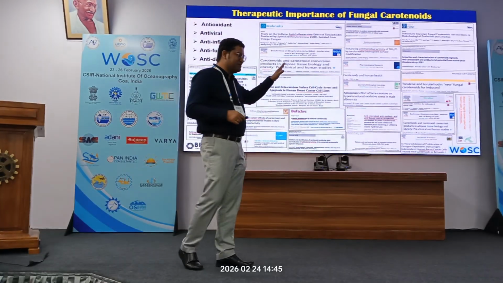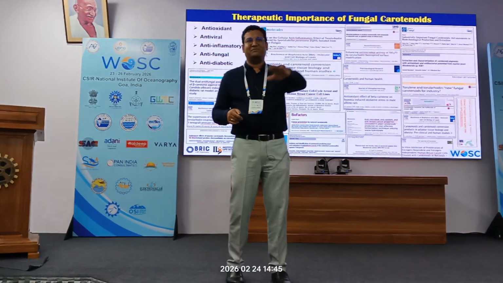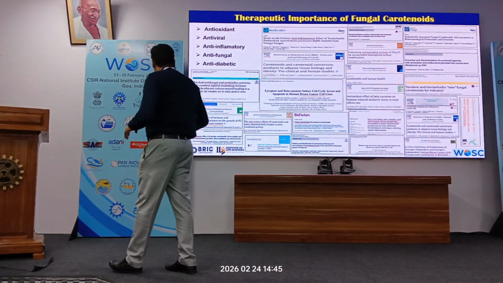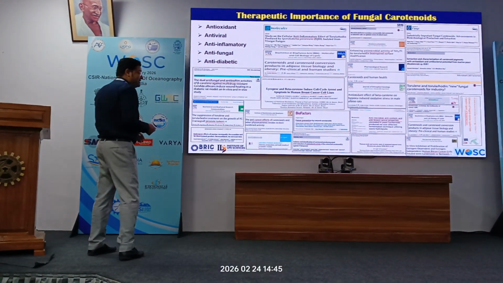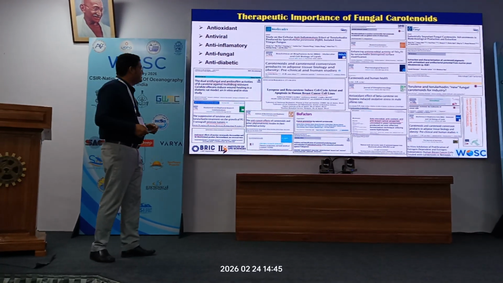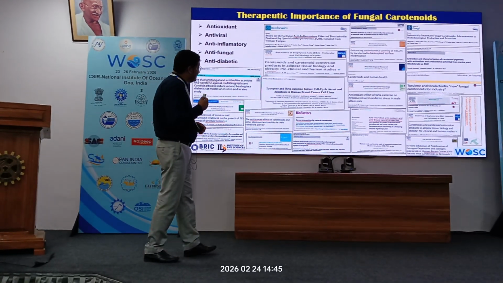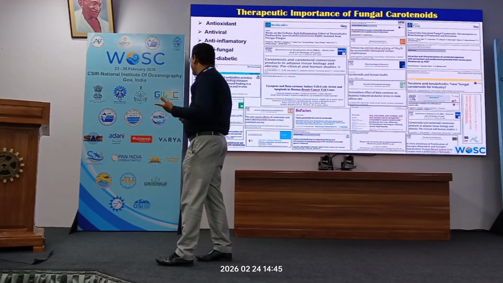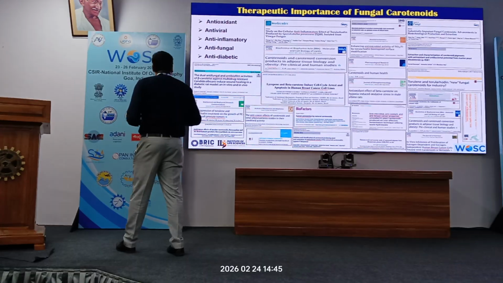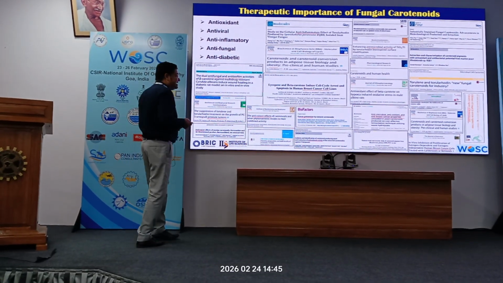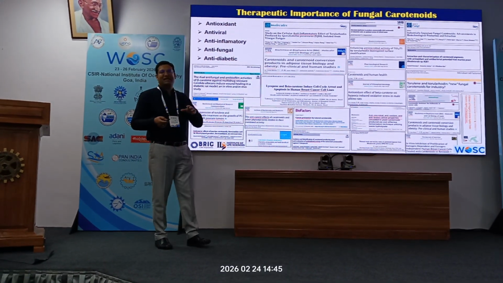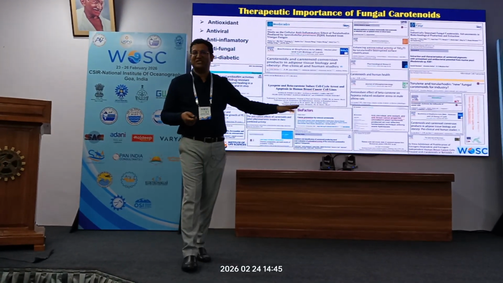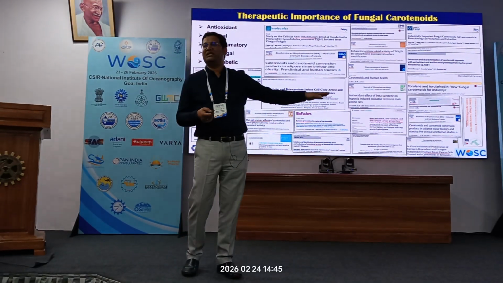My talk is the initial talk, and after that there are a lot of talks on human health and cancer and all, so I fit it everywhere. You can see these are all papers on carotenoids, and these are specifically fungal carotenoid papers. They show everything: antioxidant, antiviral, anti-inflammatory, antifungal, antibiotic, antidiabetic. And luckily I'm from ILS, and ILS has all the facilities to check whether and how it works.